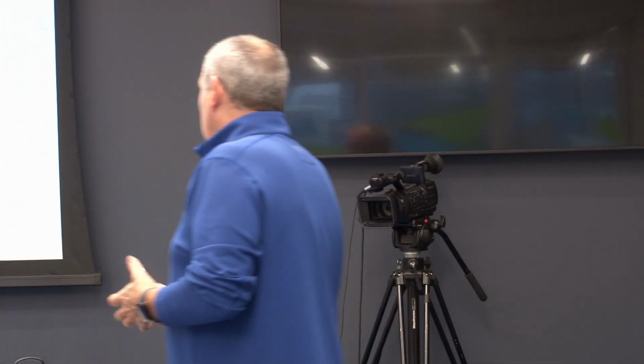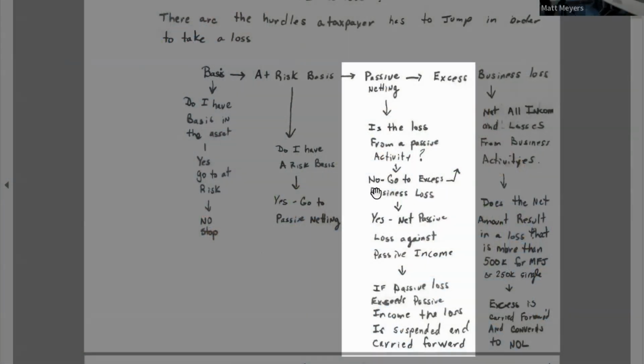Okay? Let's see. Is the loss from a passive activity? No, go to excess loss. Yes, you do the passive netting. And what did I describe passive netting as, Jackson?